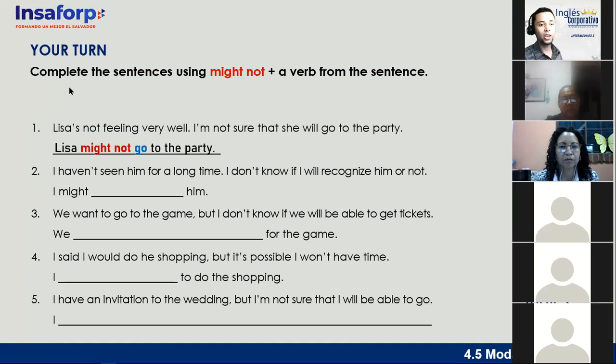Okay, complete the sentences using might not plus a verb from the sentence. Lisa's not feeling very well. I am not sure that she will go to the party. Entonces, Lisa might not go to the party. Puede que no vaya a la fiesta. You're going to go into the breakout rooms one more time, the same groups. Okay? And I want you to complete number 2, number 3, number 4, and number 5. Este ejercicio es un poquito más difícil porque no tenemos la lista de verbos en un cuadro, sino que tenemos que sacarlo de la misma oración. Así que aquí vamos. Everybody, please join the breakout rooms.